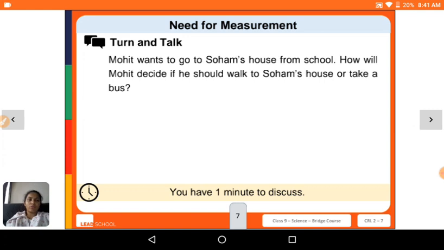Mohit wants to go to Soham's house from the school. How will Mohit decide if he would walk to Soham's house or take a bus?